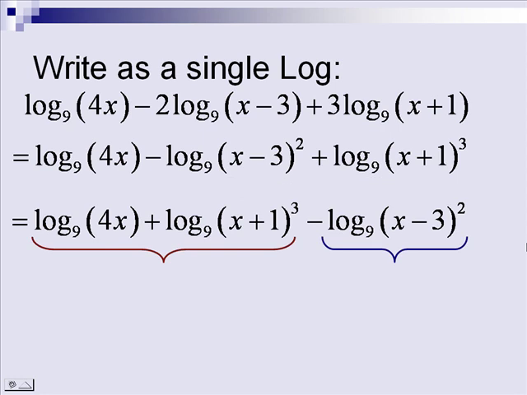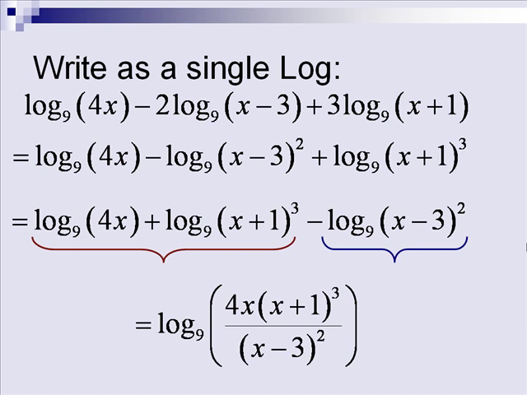So if I think of both of those in the sum, they are going to be in the numerator of my log, and this other one that's being subtracted, that's going to be in the denominator of my log. So this log base 9 of 4x, log base 9 of x plus 1 cubed, minus log base 9 of x minus 3 squared, both the 4x and the x plus 1 cubed, those are both with positive logs, so those will both be in the numerator of this fraction here. This x minus 3 squared, that's in a subtracted log, so that's going to be in the denominator.